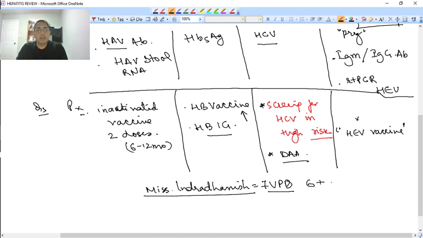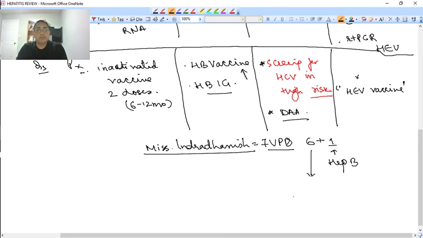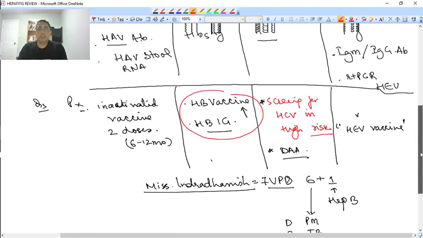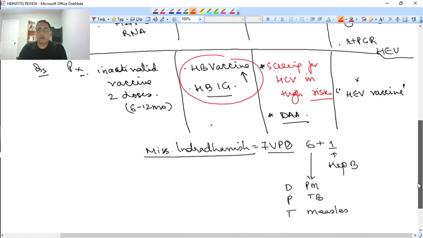So 6 were already there plus 1. This one is hepatitis B. Earlier we had 6 vaccine preventable diseases, like DPT (diphtheria, pertussis, tetanus), poliomyelitis, tuberculosis, and measles. So these were your 6 earlier ones, and one added was hepatitis B. So it is a new thing that was added under the program. That was just a brief overview of this whole scenario about hepatitis.